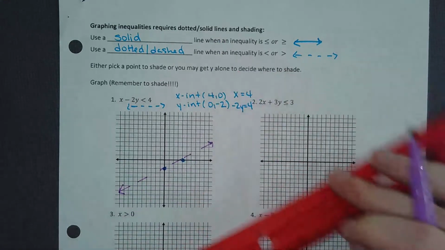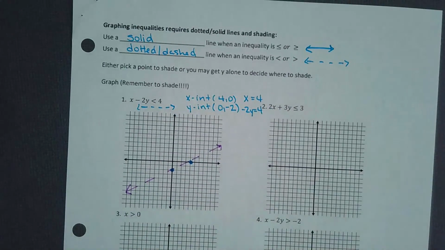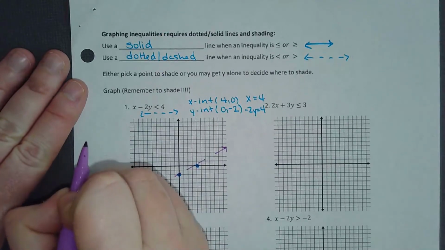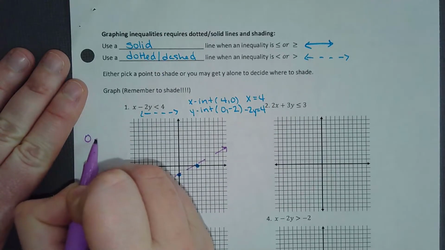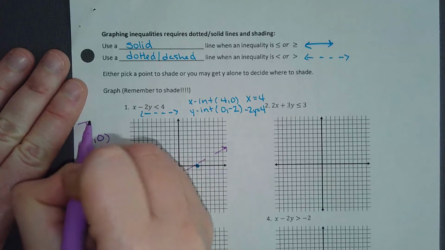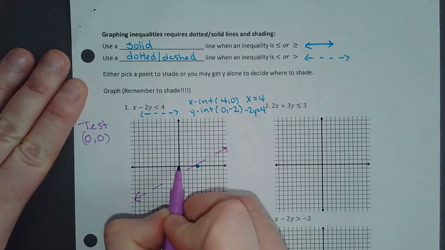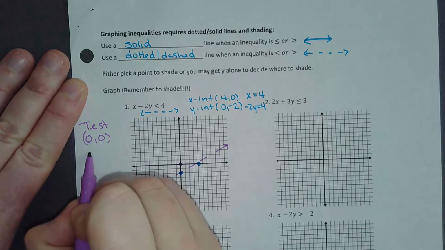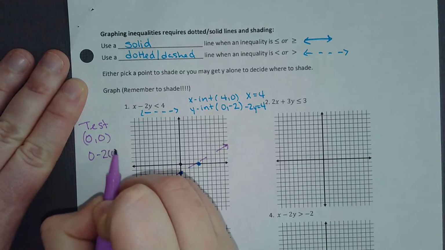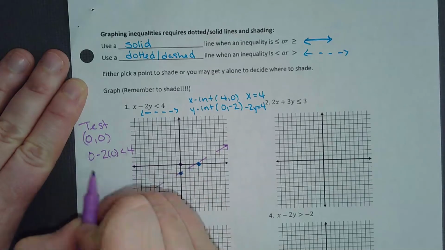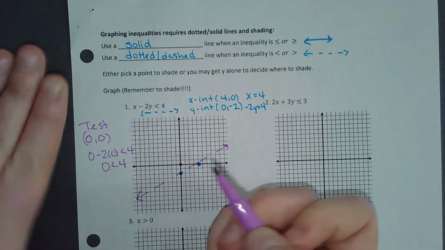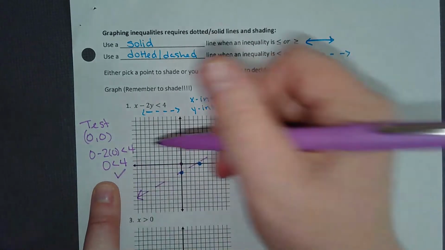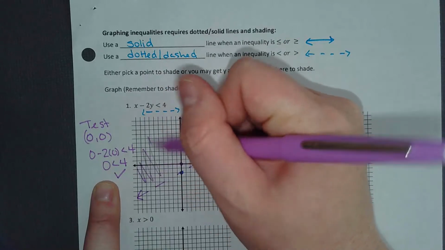Okay. Now, what I'm going to do is test a point. I'm going to plug in (0, 0). So (0, 0) is my test point. So 0 minus 2 times 0, is that less than 4? Is 0 less than 4? That is true. Since this is true, I'm going to shade this side.